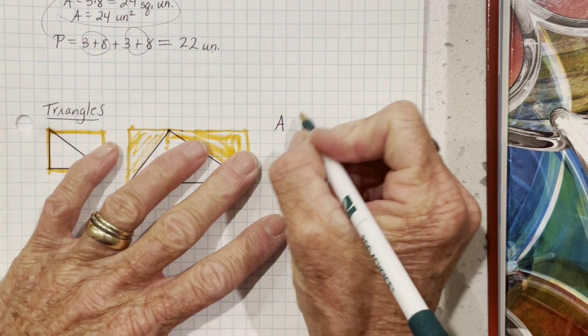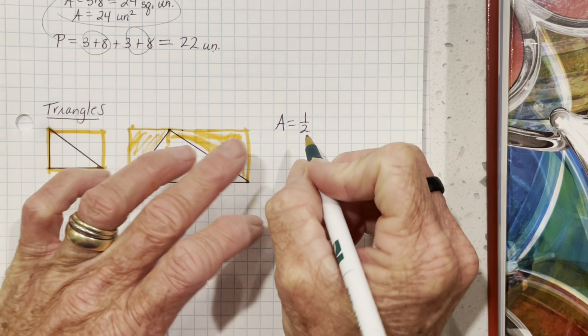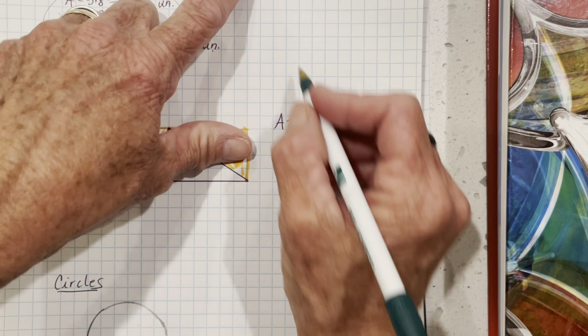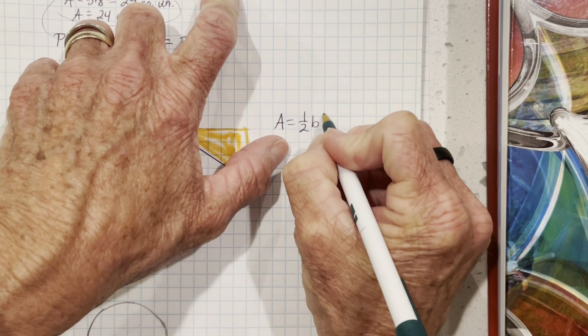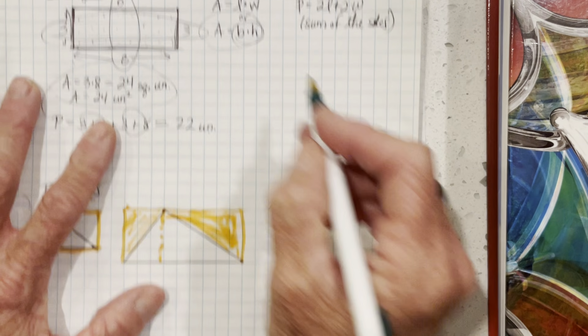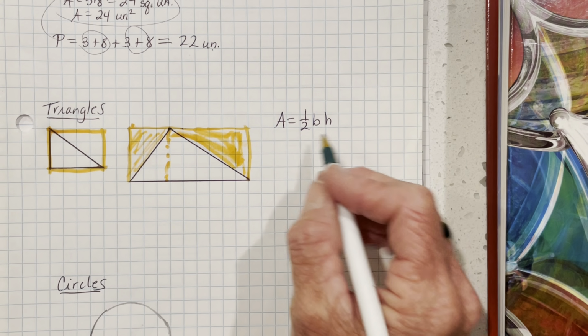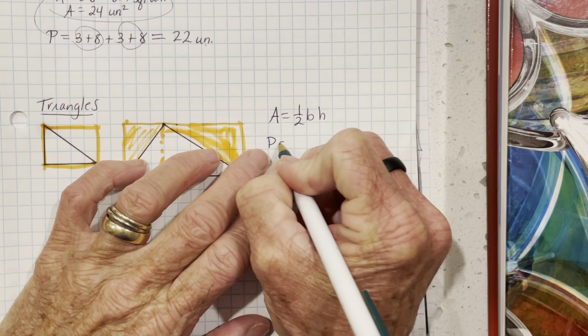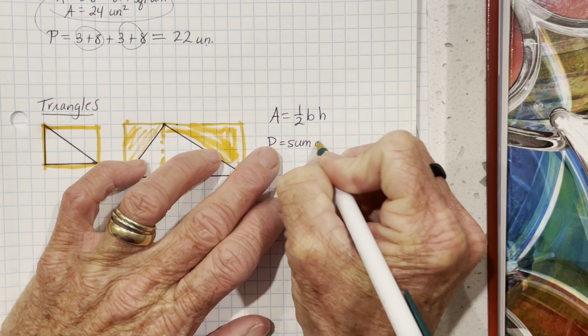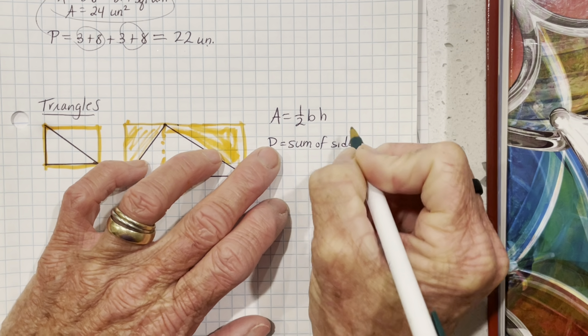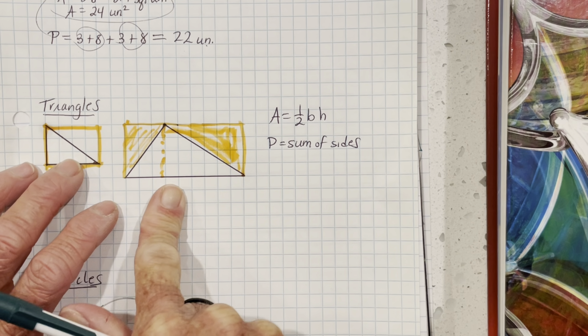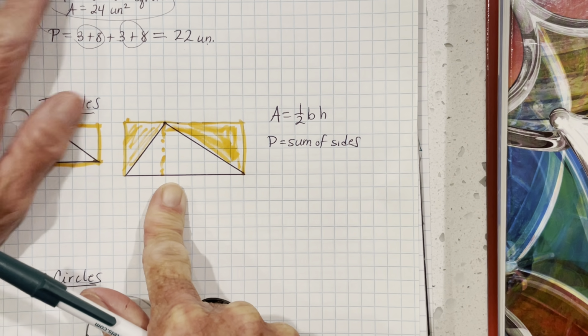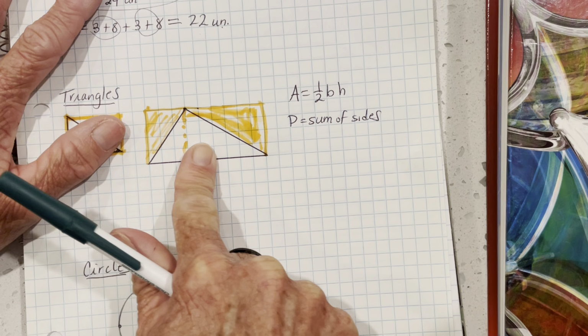So it's half of the rectangle that would enclose it, and the rectangle is base times height. We saw that up above. So that's where the formula comes from. And then again, for perimeter, it's just going to be the sum of the sides. So let's go ahead and calculate. We won't do it twice. We'll do it for the more difficult one really quick.